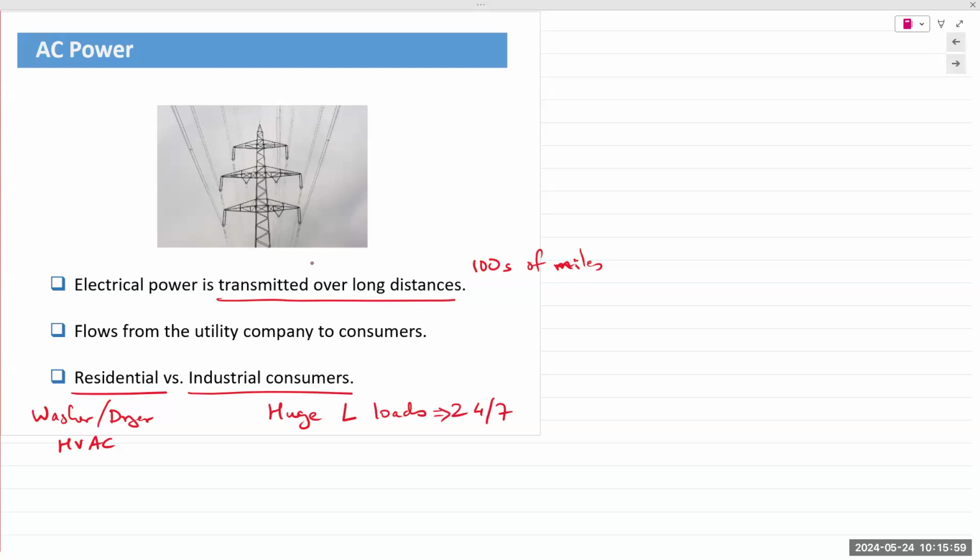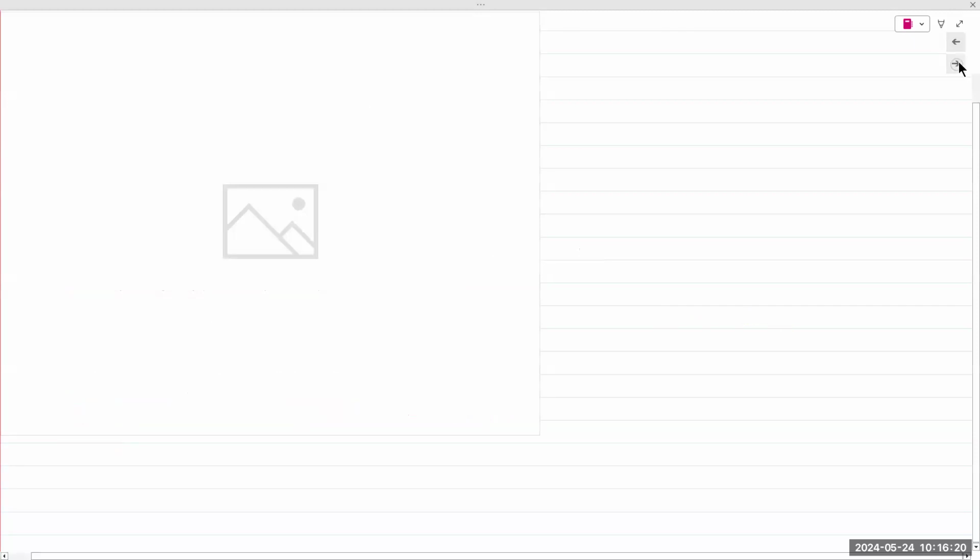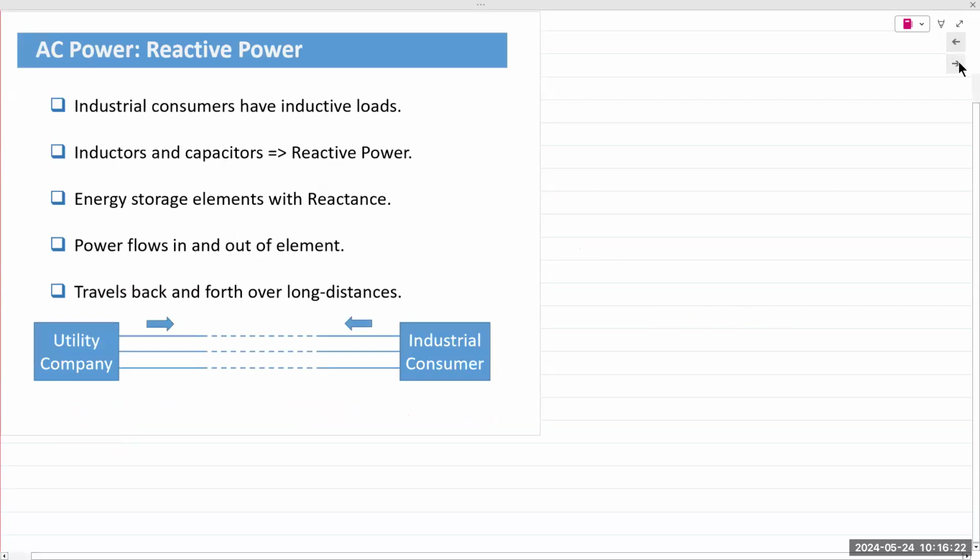And this is a problem because an inductor is an energy storage device, right? So the energy flows in and out of the inductor constantly when it's an AC voltage or AC current that's being applied to that inductor. Right? Industrial customers have inductive loads. Inductive loads have reactance. The reactance is associated with that stored energy.